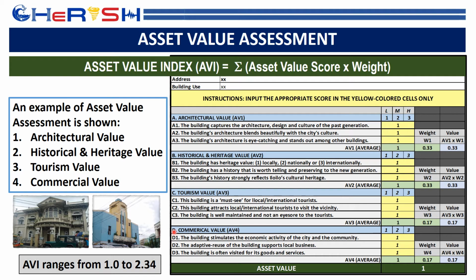And commercial value: the building stimulates economic activity. Adaptive reuse of the building supports local business. The building is often visited for its goods and services. So for each asset value, a score is assigned, and they are multiplied by weights. These weights can be determined by experts or assigned using a survey. And a corresponding value can be obtained.